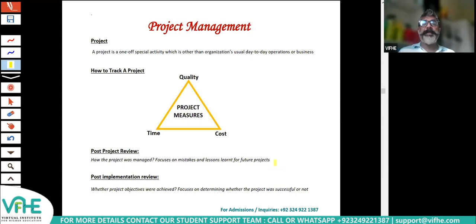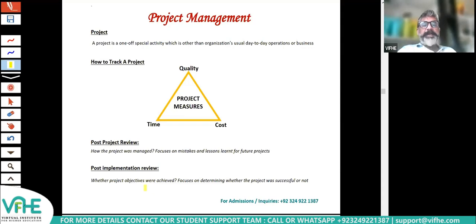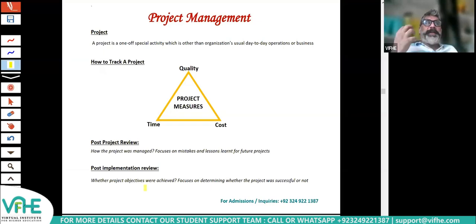Project management. Can anybody tell me what is the meaning of project? What do you understand by the word project? Let's type a short. What is a project? A special task, okay. A one-off task or activity, yes. Exactly, it's a one-off task or a special task. So it is not day-to-day operations. Project is something unique. It is an extra one-off task with a very specific objective or purpose.